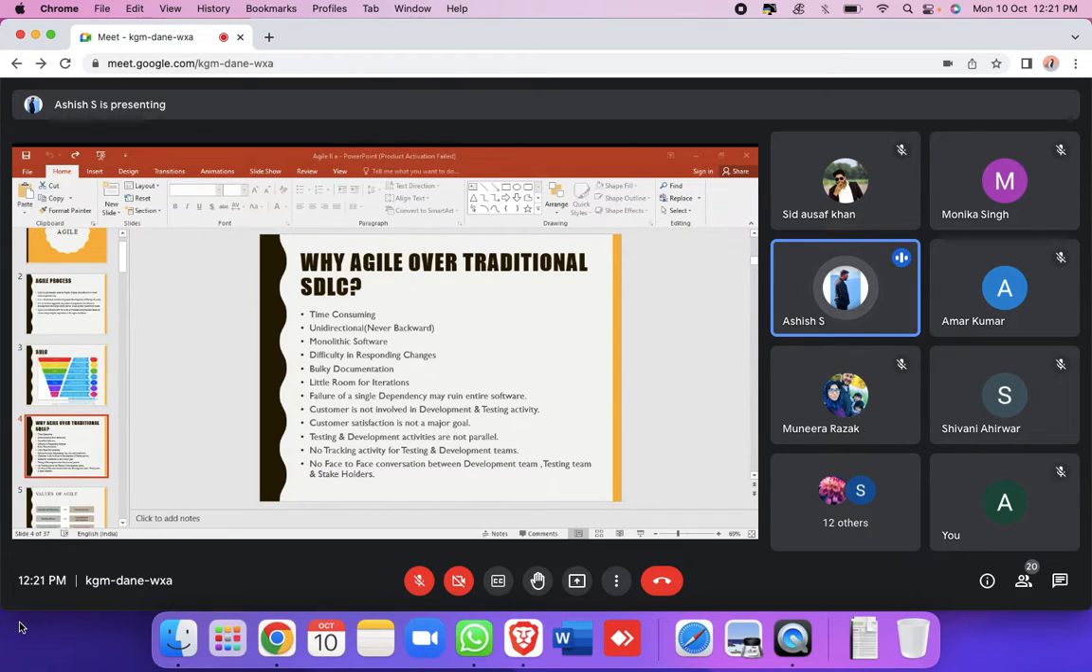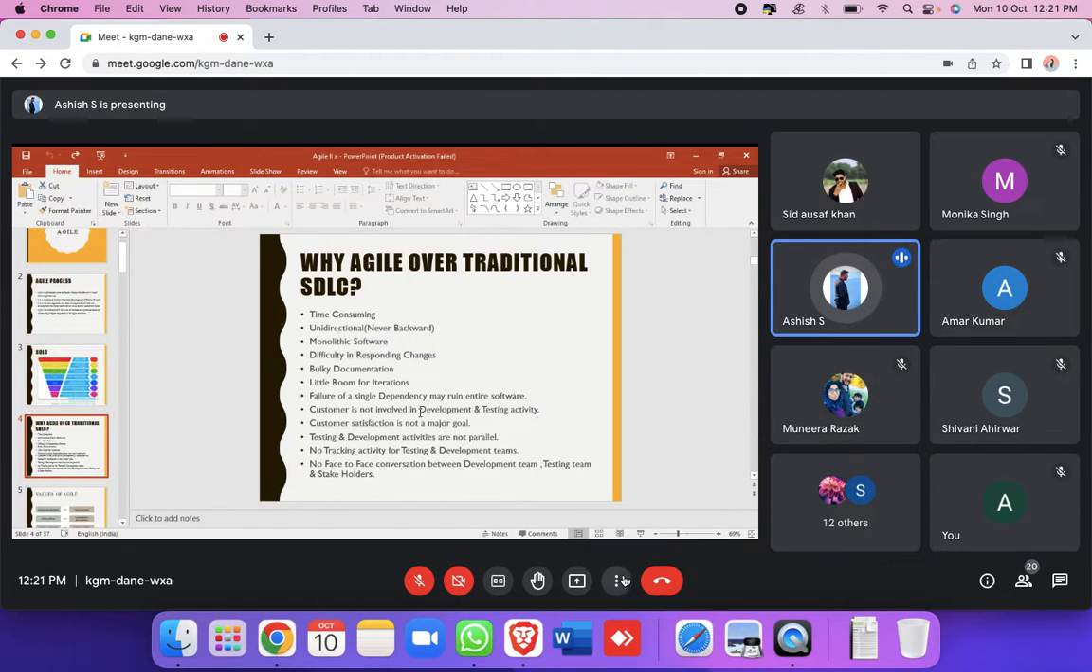Guys, are you there? Yes, sir. Will you accept requirement changes if your application has been developed 70% in your V and V model? No, sir. So that is one of the disadvantages.